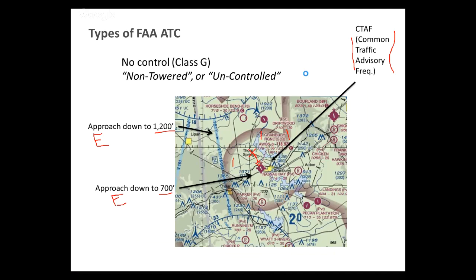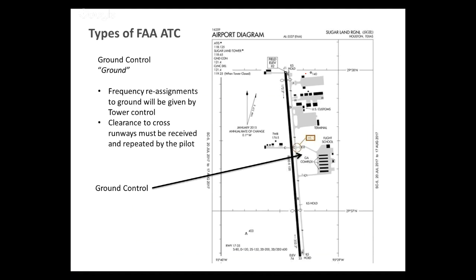Now, once we are on the ground, using the last example of an uncontrolled airport with no air traffic control tower, it's simple. You really don't have to talk to anybody. Once you've landed, it's up to each pilot individually to maintain communications on the CTAF, the Common Traffic Advisory Frequency, to ensure separation and avoid ground incursions.